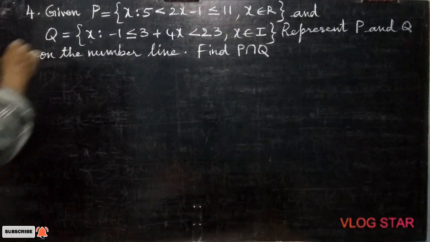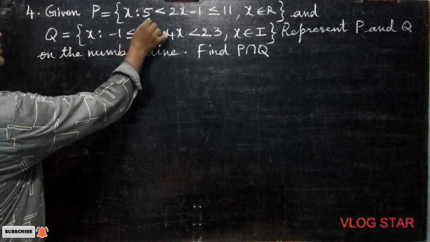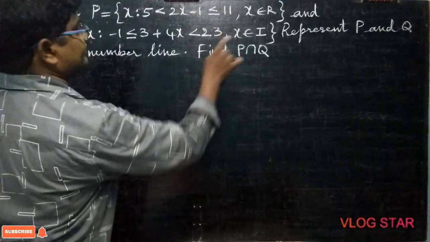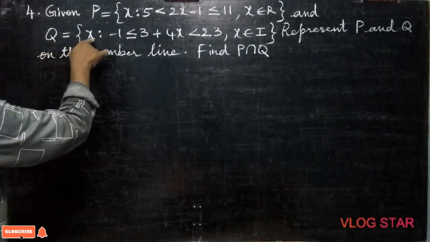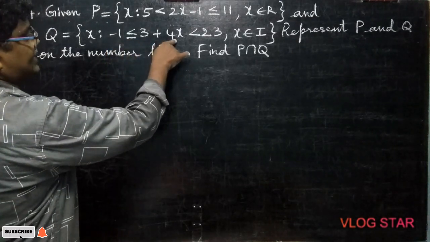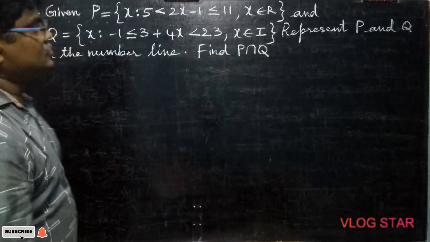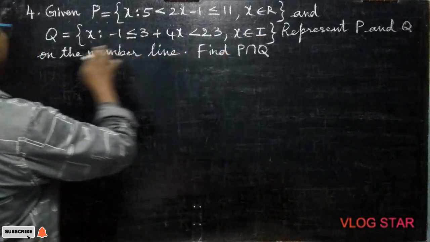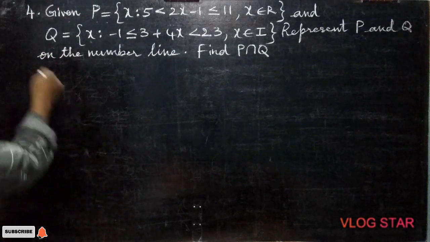The problem, given P is equal to set x such that 5 less than 2x minus 1 less than or equal to 11 where x belongs to real numbers, and Q is equal to set x such that minus 1 less than or equal to 3 plus 4x less than 23 where x belongs to integers. Two sets they have given, one is P, one is Q. Represent P and Q on number line. Find P intersection Q. Now first we will solve P.